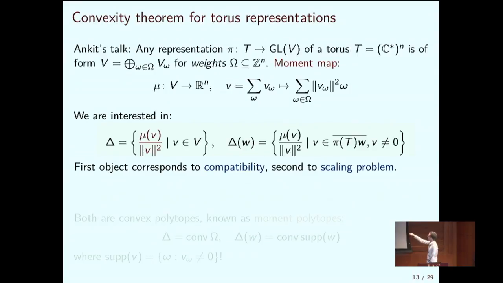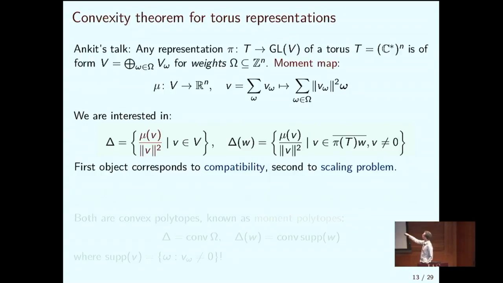We learned in Peter's talk and Ankit's talk that for any representation of a torus, T is the torus, C star tensor M, on a vector space V, we can jointly diagonalize, because all the operators commute. The joint diagonalization looks like so. Our vector space decomposes into a direct sum, and these summands are labeled by these weights that we saw, and the weights are basically exponents of the group variables. And so we have some finite set omega that contains all these weights. And then we saw in Ankit's talk that the moment map is really just building combinations of these weights.